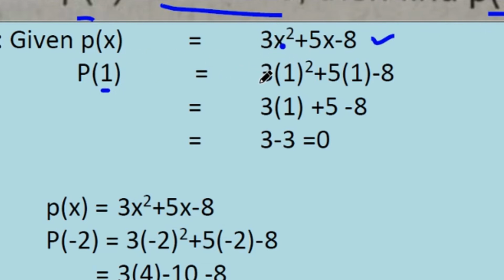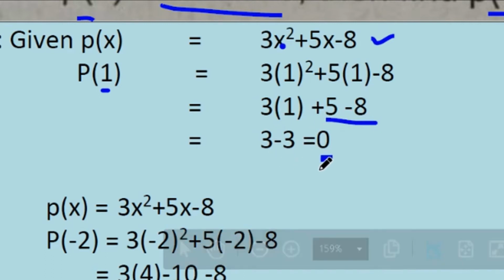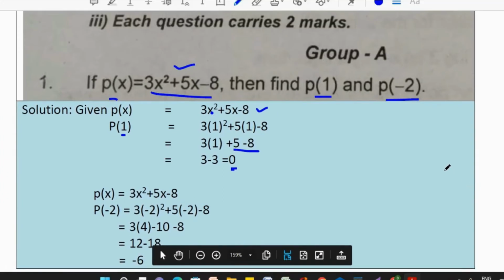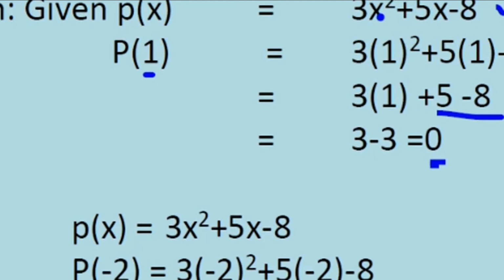Wherever x is there, you have to replace it with 1. So the remaining terms we take as they are: 3 times 1 square plus 5 times 1 minus 8. We know that 1 square is 1, 5 times 1 is 5, minus 8. 3 ones are 3, 5 minus 8 is minus 3, 3 minus 3 is 0. Now we'll replace minus 2 in the place of x. So wherever x is there, we have to replace it with minus 2, students.